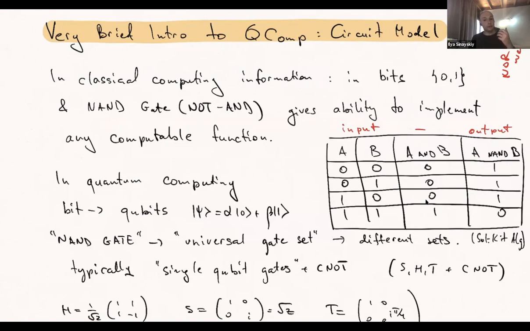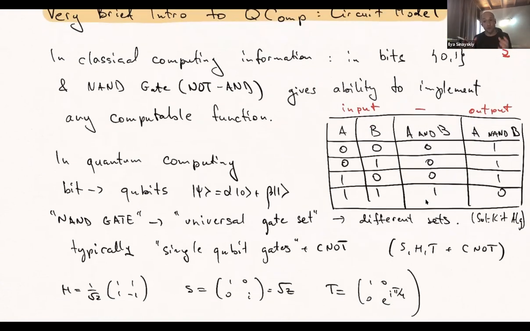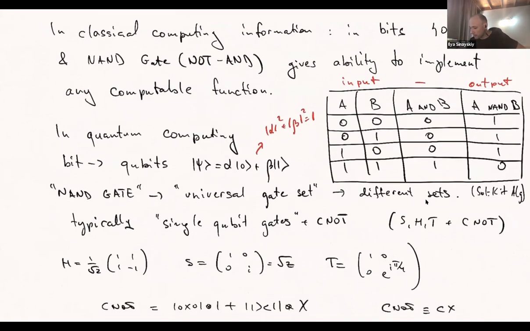In quantum computing, you try to do something similar, at least in order to treat quantum computing as part of information science. So the bits are replaced by qubits. A qubit is just a linear combination of 0 and 1. Now you can be not only in the state 0 and 1, but everywhere in between. Of course, alpha and beta are normalized to 1, meaning that alpha modulus squared plus beta modulus squared is equal to 1. Just two complex numbers.